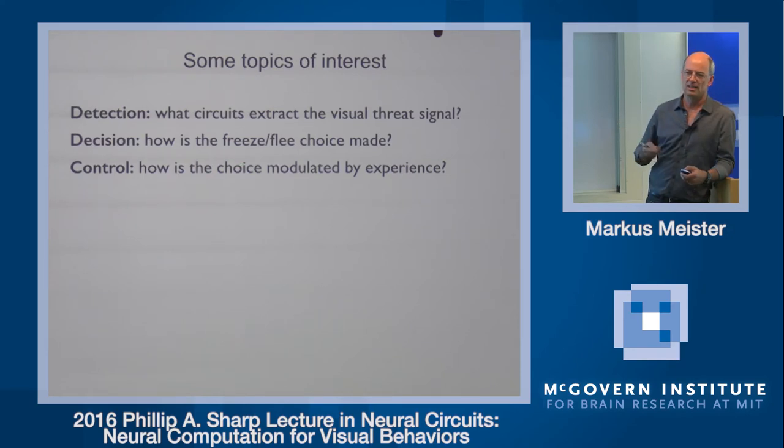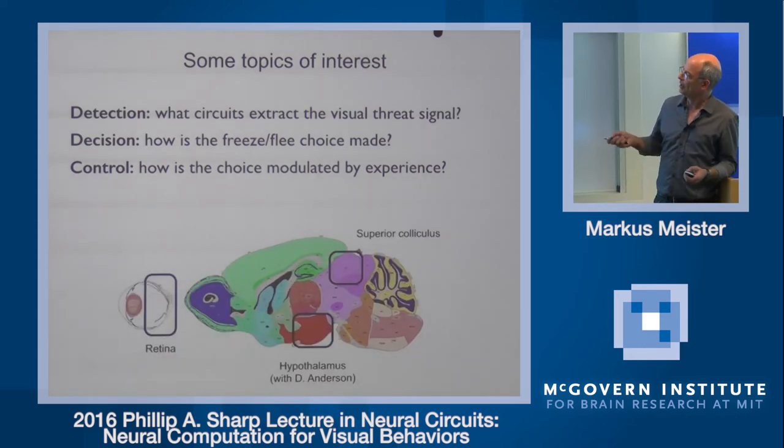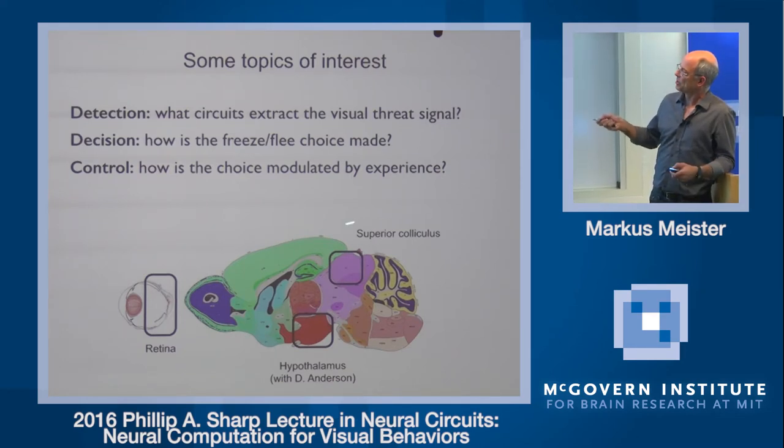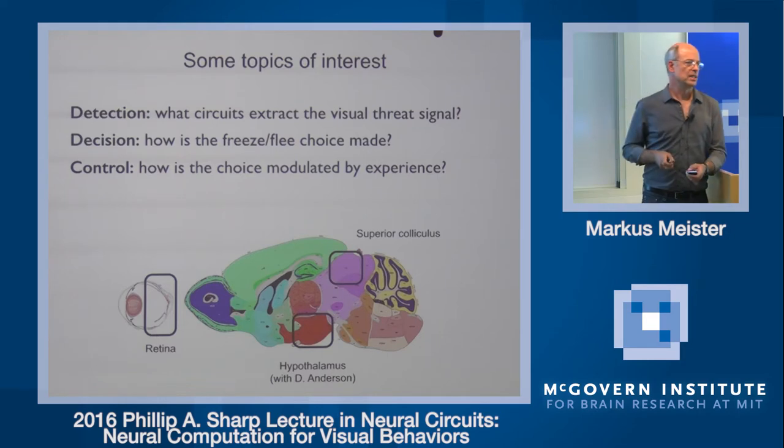We know now that the choices depend on the animal's experience in the arena. It also depends on other aspects of its internal state. And we'd ultimately like to know how that happens as well. In practice, we're working on three different brain areas at this moment, on the visual signals in the retina, because obviously that's where the visual information comes from. We're beginning to study signals in superior colliculus. We believe that it's involved in the downstream processing of these threat signals. And then together with David Anderson, we're also interested in what happens in the hypothalamus, because there's some indication that this area is involved in the modulation or control of these defensive behaviors.